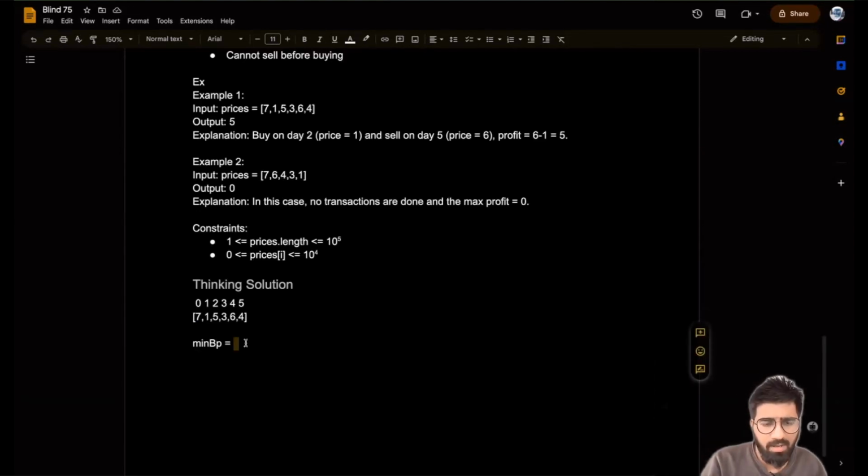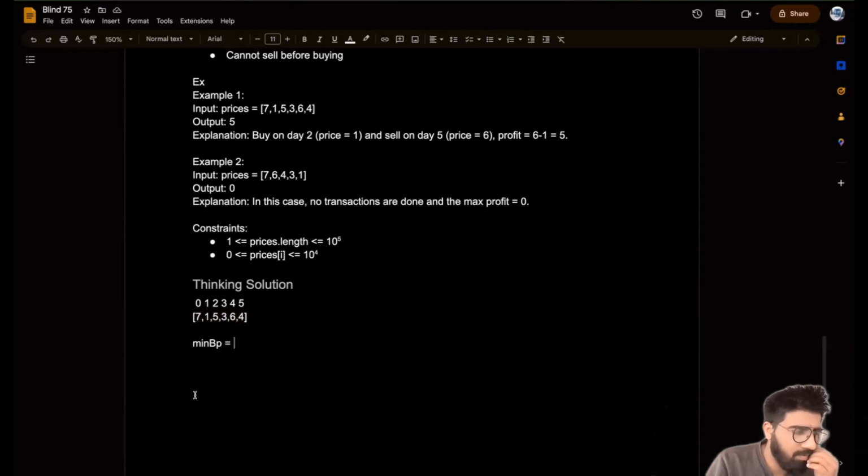So one way I'm thinking is to take 2 variables. One is this minimum buy price. I will be looping through this array, and I will keep on updating this minimum buy price. Okay, let's just loop on this array and see if I can get something. So when i is 0, let's initialize this minimum buy price to infinity, right?